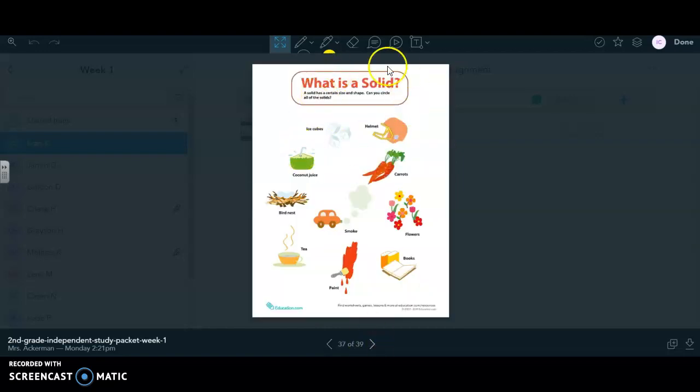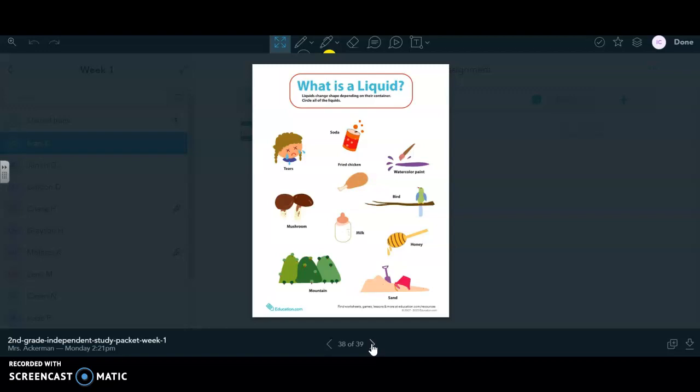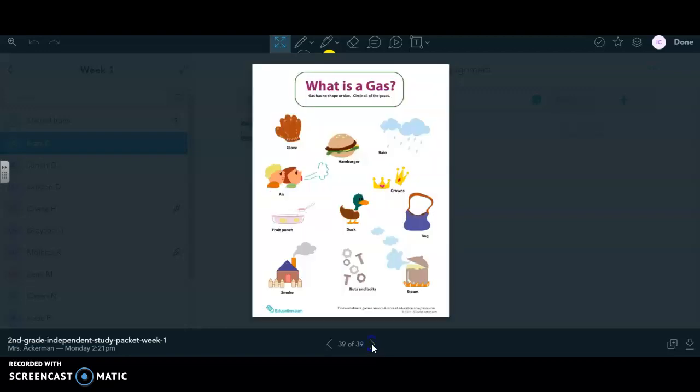Then you're going to circle all the things that you have that are on this page that are solids, all the things on this page that are liquids, and all the things on this page that are gases.